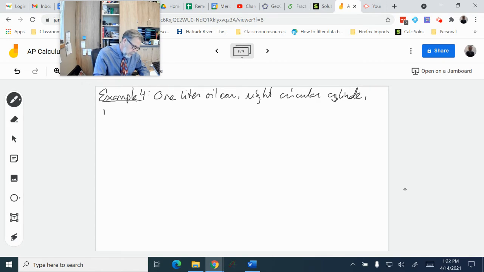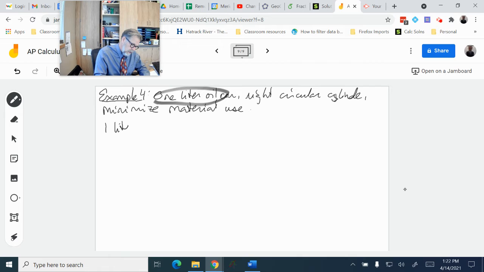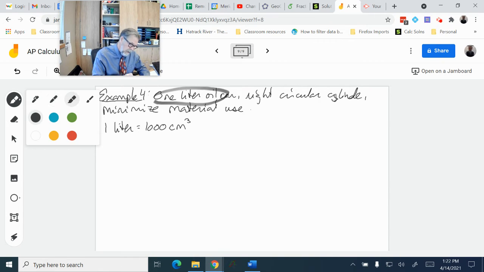And we want to minimize the material use. So let's analyze this. Useful information, 1 liter oil can. We should know that 1 liter is equal to 1,000 cubic centimeters. If you don't, you do now. File it away in those memory banks.